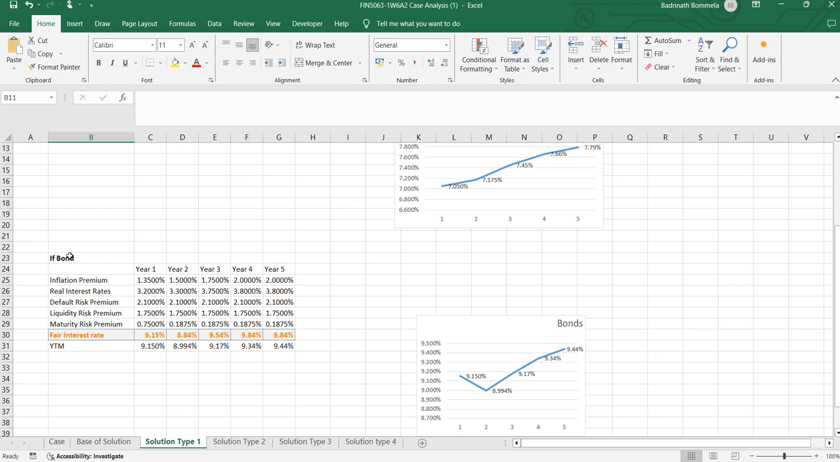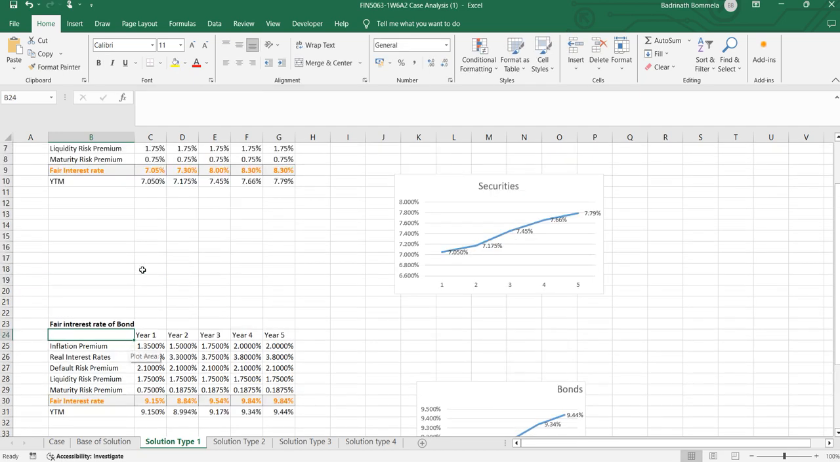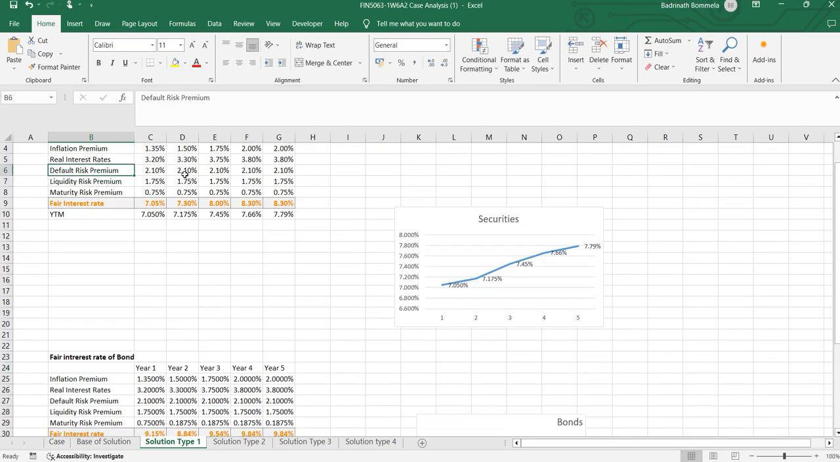The second one is for bonds, the fair interest rate of bonds. So we calculate like this. Here, if you check, the default premium is not included in the calculation part. So only 1, 2, and 4, 5 are included.